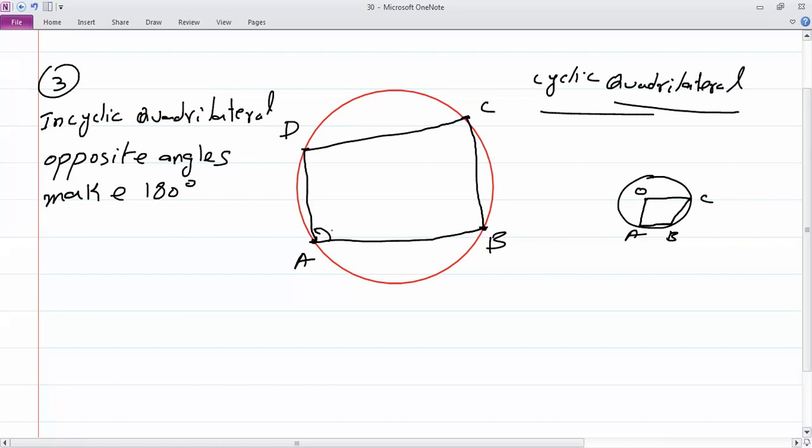For example, if this is angle A, this is angle C. Let's say this is A, this is C. This is angle B, this is angle D. Now A and C are opposite. So according to this rule, A plus C must make 180. In the same way, B and D are opposite. So B plus D must be 180 degrees, because the quadrilateral is a cyclic quadrilateral. So for a cyclic quadrilateral, the opposite angles will always make 180 degrees.